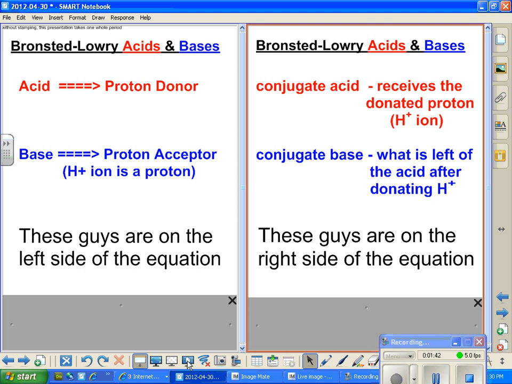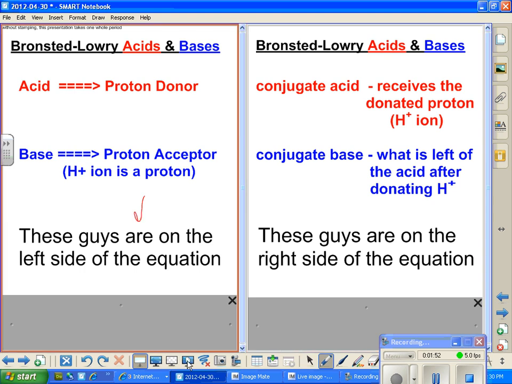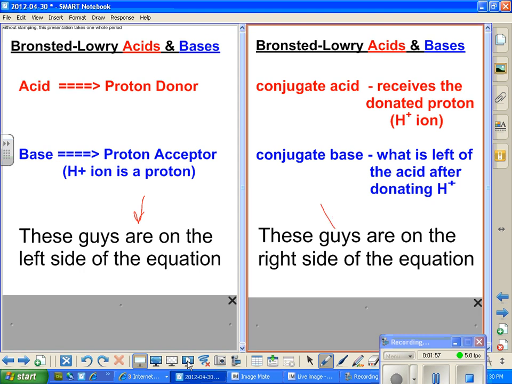Now, look down below that, and you'll see on the left-hand screen, these guys are on the left side. You'll see that written right down here. And on the right side, you'll see down here, these guys are always on the right side of the equation. So we're going to try and give you the idea here of why we call the guys on the right conjugates and why we call the guys on the left just acids and bases.